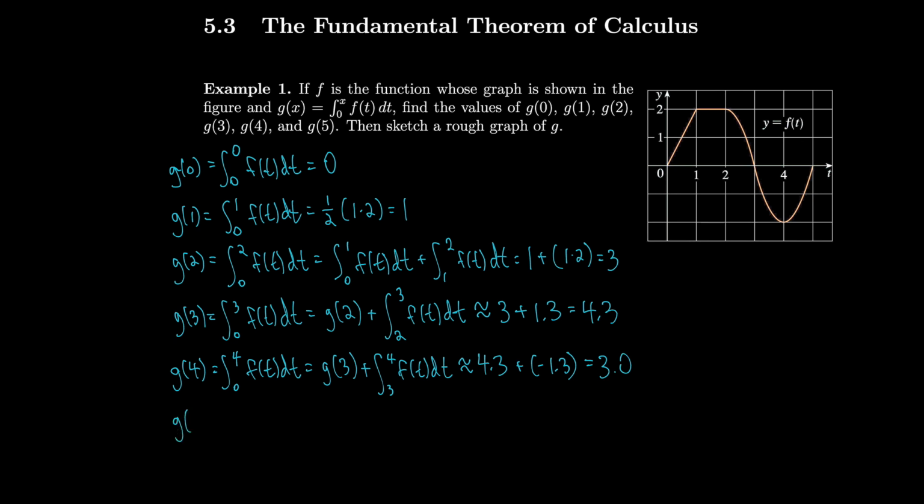Last but not least, g of 5. Well, that's just going to be g of 4 plus the new part. So that's the integral from 4 to 5 of f of t dt, which is about 3 plus negative 1.3 again, because that's this part. And that's 1.7. Let's try graphing this thing now.